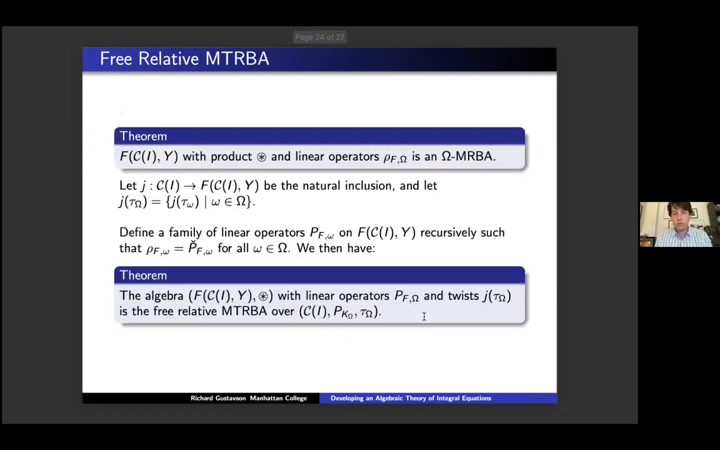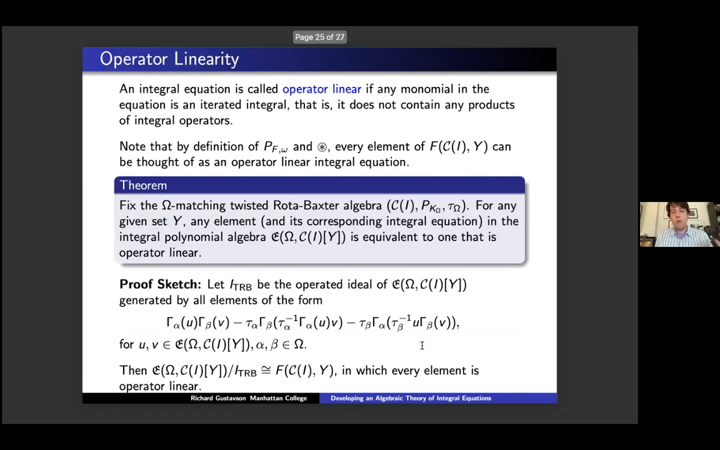So it turns out we can prove, long story short, that this algebra together with this star product that I haven't defined, and with a collection of linear operators P_f_omega, and we have twists because we have twists from the original base algebra C of I with our original operators, that this is a free relative matching twisted Rota-Baxter algebra. And the whole point of this is that we're able to show that any polynomial integral equation can be thought of as equivalent to one that is operator linear.